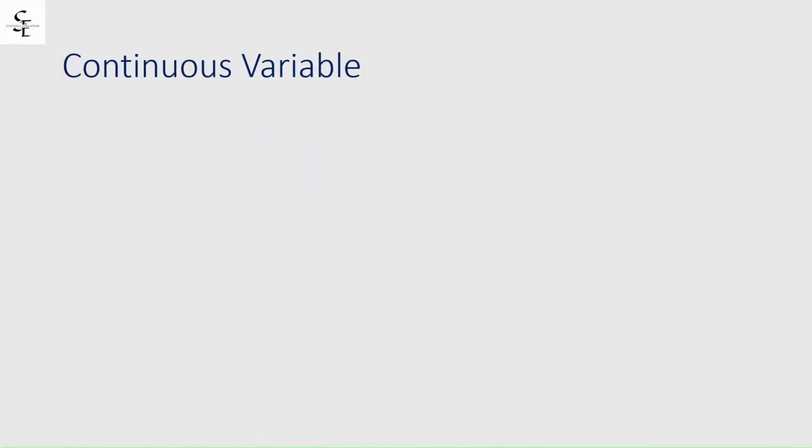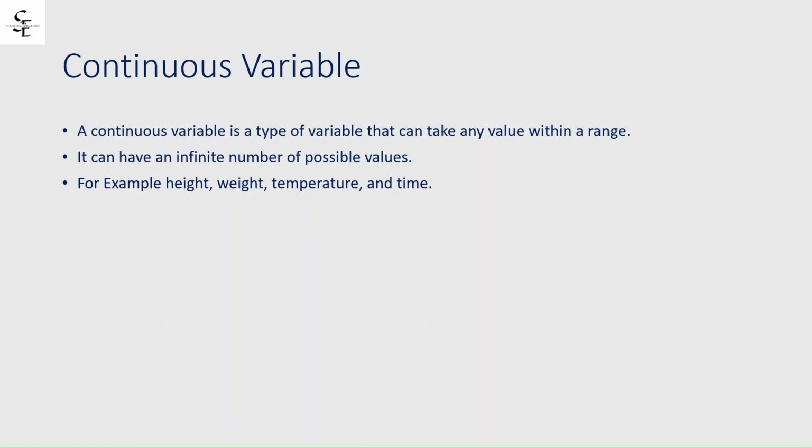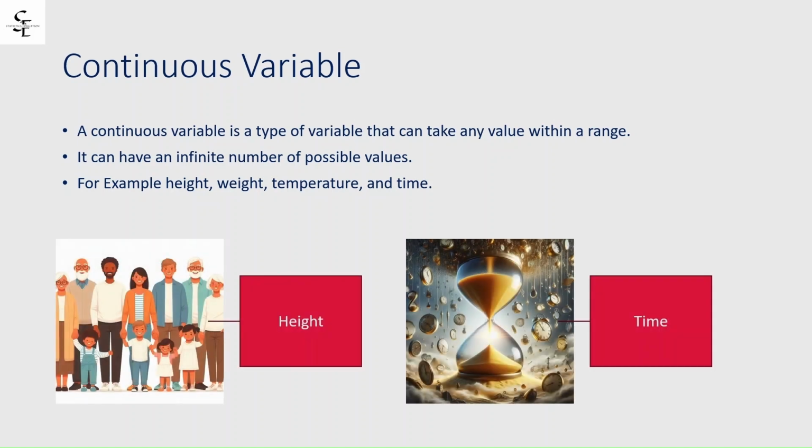Now let's understand continuous variable. A continuous variable is a type of variable that can take any value within a range. It can have an infinite number of possible values. For example, height, weight, temperature and time. Here you can see height can be 175.5 centimeters, 175.55 centimeters, 175.555 centimeters. Similarly, the time can be 3.4 seconds, 3.45 seconds, 3.459 seconds. It can go up to infinite, and thus it is known as continuous variable.